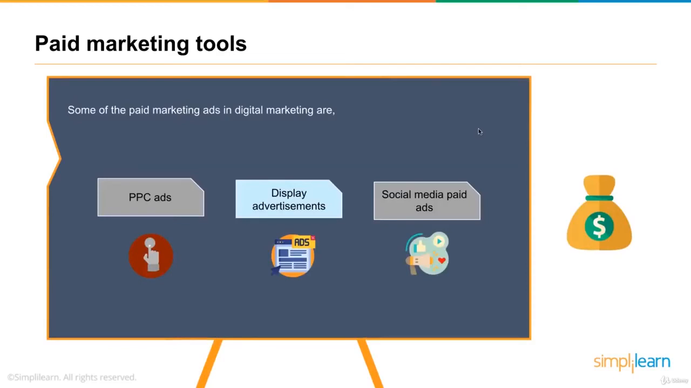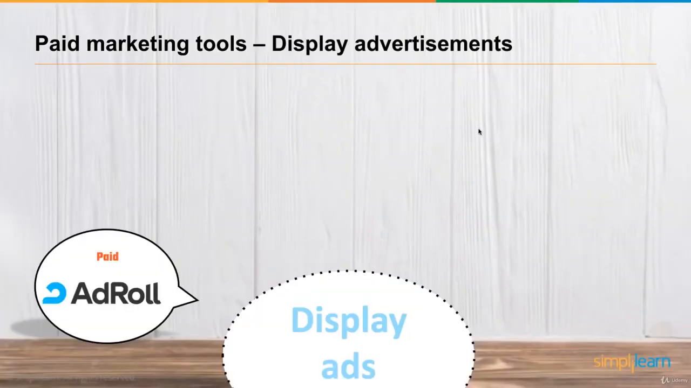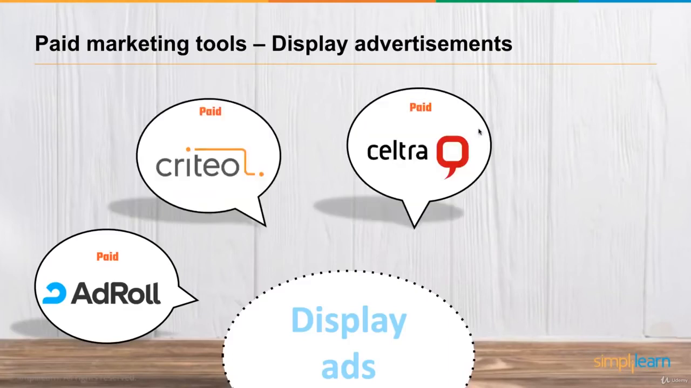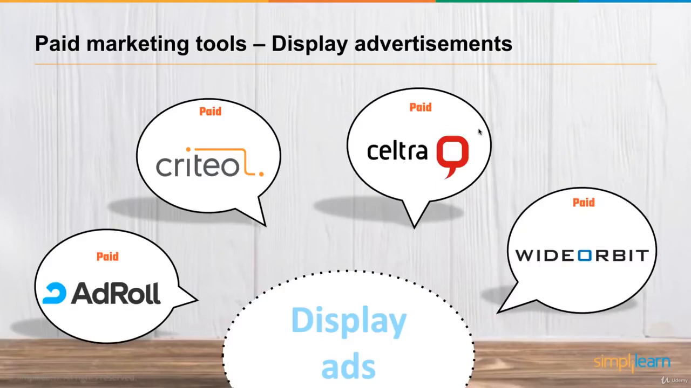Then you have display advertisements. You're across a different network, and there are different types of networks out there. For example, AdRoll, Criteo, Celtra is another paid tool you can use, and WideOrbit. So these are some of the paid marketing tools you can leverage. Of course, if I'm advertising on Google, I like to stay in Google Ads and measure my display performance that way. But if you're on AdRoll, for example, then you want to leverage AdRoll's reporting platform and some of the tools they have to offer.